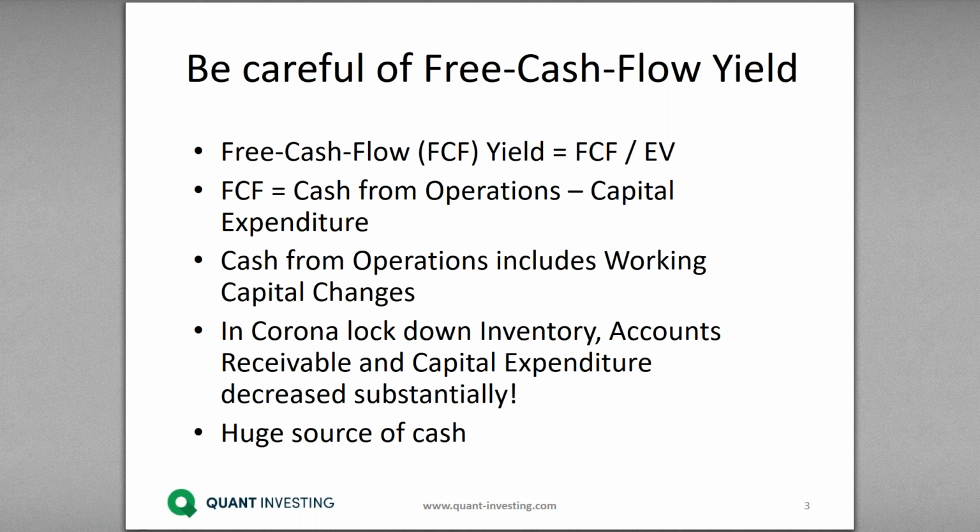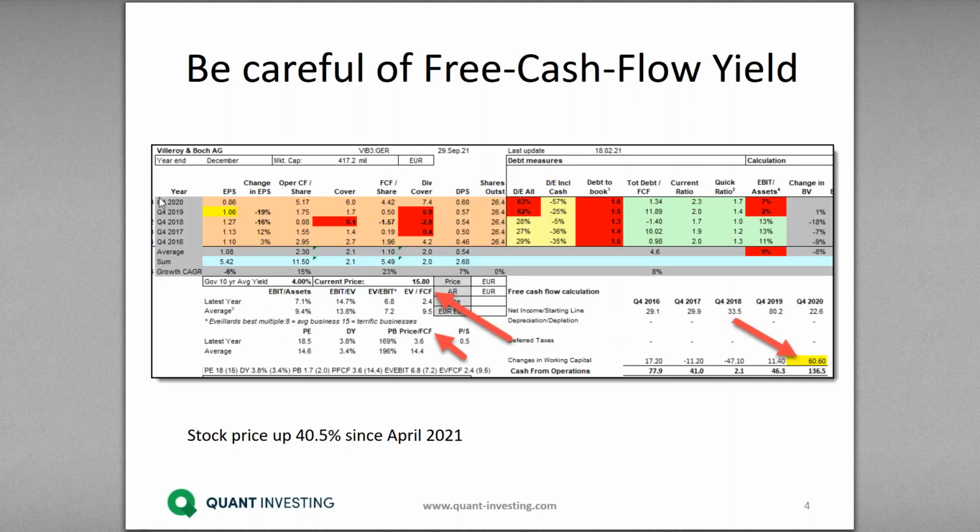I'll give you an example of a company we recommended in April in the Quant Value newsletter. It's a German crockery and cutlery manufacturer called Villeroy & Boch. And as you can see at the bottom right of this, just look at the bottom right arrow, you'll see the changes in working capital. There was a little bit of cash generation, investment, a lot of investment, then a little bit of cash generation. But look at the cash generated in 2020 from working capital changes as inventory and accounts receivable went down. I don't show it here, but capital expenditure also went down substantially. And you can clearly see it here.